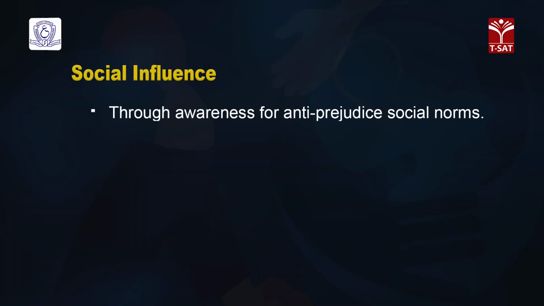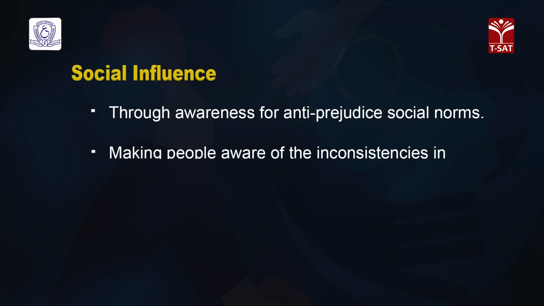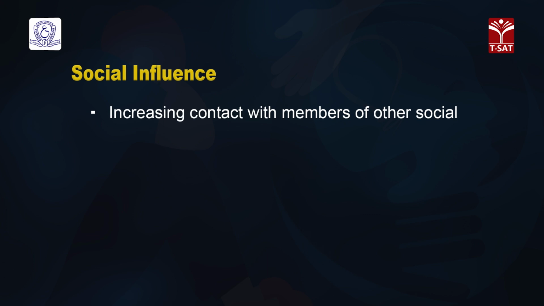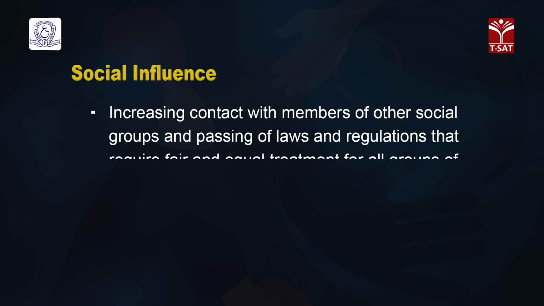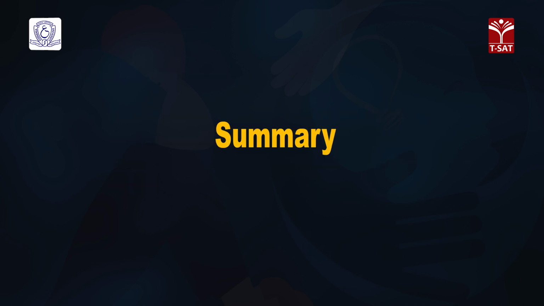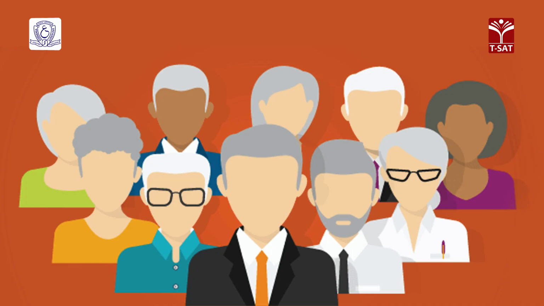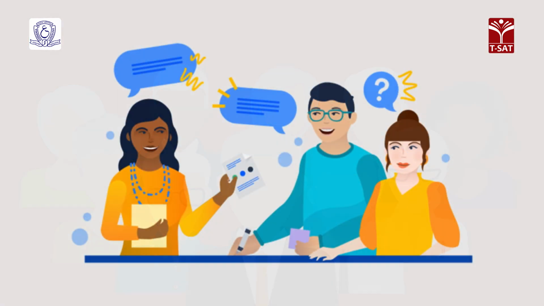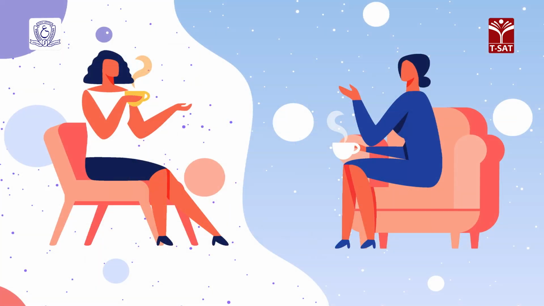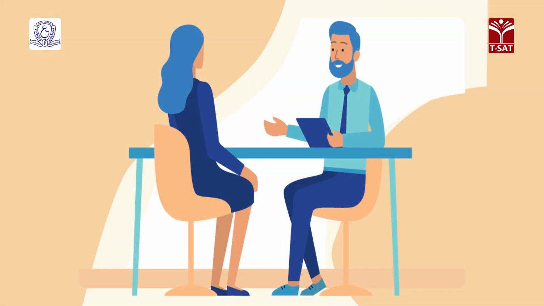Some of the other ways to reduce prejudice are through awareness of anti-prejudice social norms, making people aware of inconsistencies in their own beliefs, increased contact with members of other social groups, and passing of laws and regulations which require fair and equal treatment for all groups of people. So, in today's lesson, we have seen various techniques in reducing prejudice, the most important being awareness and also identifying what prejudice is, through which we can reduce prejudice.